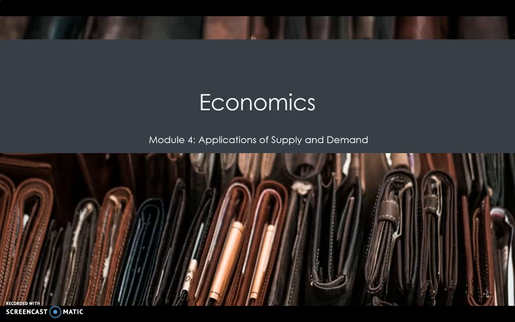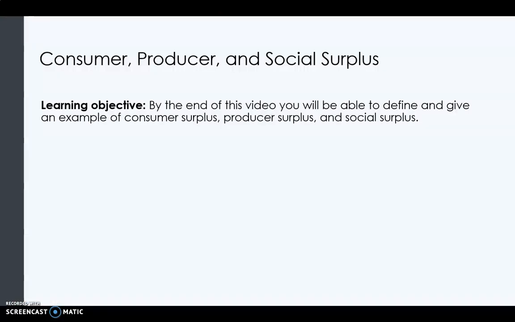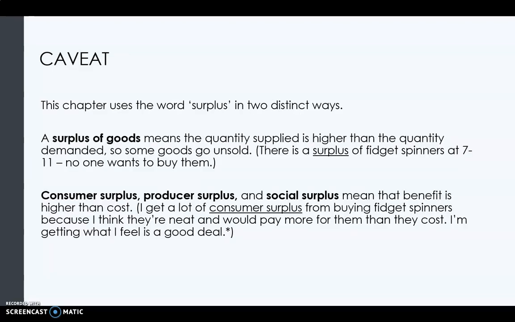This video is part of our Applications of Supply and Demand series. In this one, we're going to learn about consumer, producer, and social surplus. By the end of this video, you'll be able to define and give an example of consumer surplus, producer surplus, and social surplus.